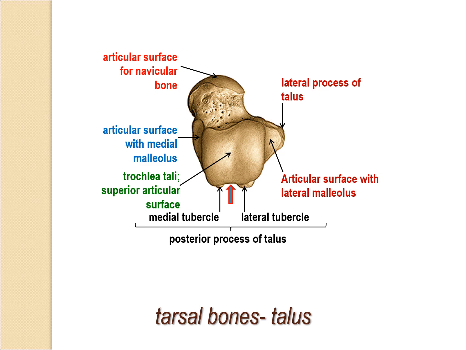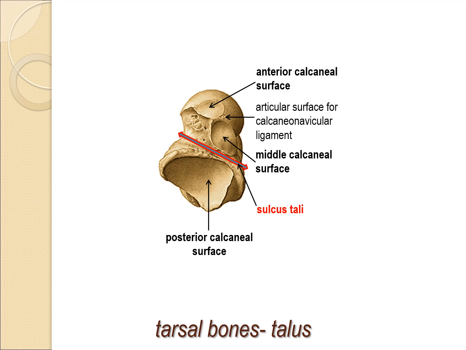At the posterior surface of talus is visible posterior process of talus. It consists of medial and lateral tubercles. At the inferior surface are located three facets for articulation with calcaneus or heel. Their names are anterior, middle, and posterior calcaneal surface or facet. Between middle and posterior calcaneal surface is visible groove of talus.